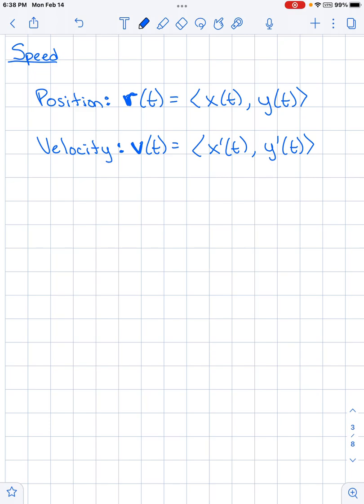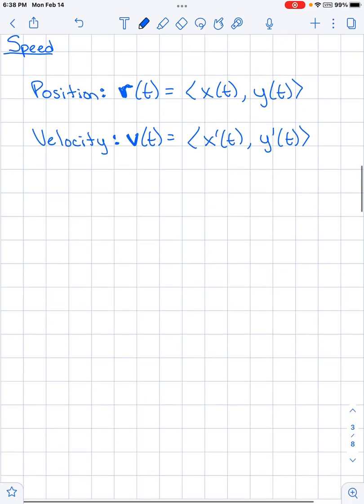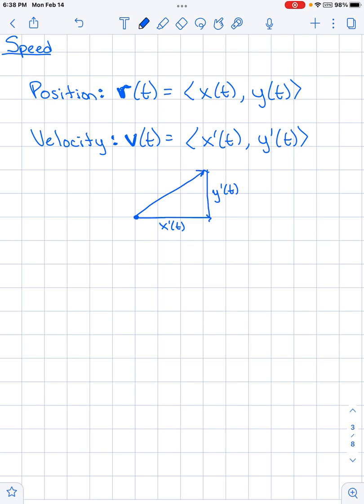Let's just graph this first. So here we've got a position function r of t and its velocity. If we look at the velocity vector, we know that the x component, or the horizontal component, is x prime of t. The vertical component is y prime of t. And this velocity vector is the result of that. So we can see the direction the velocity is, so the direction of the object, and the length of that vector will tell us how fast that object is going, so the speed of that object, and we can see that the direction is also there too.